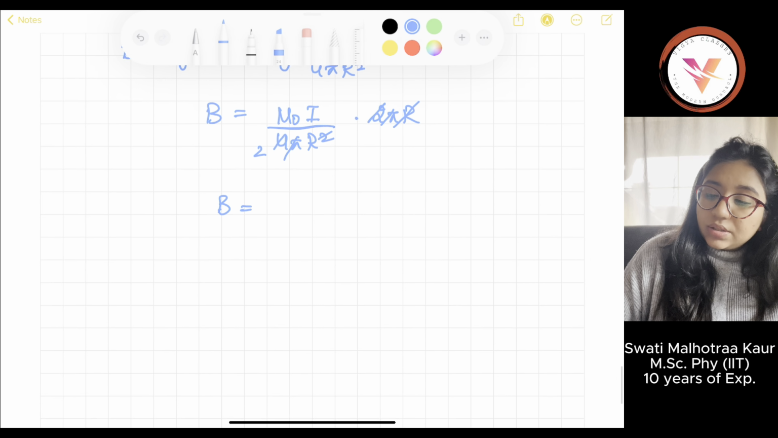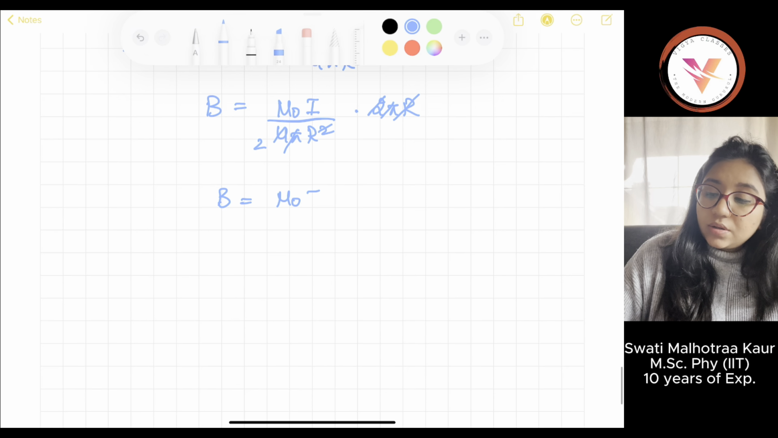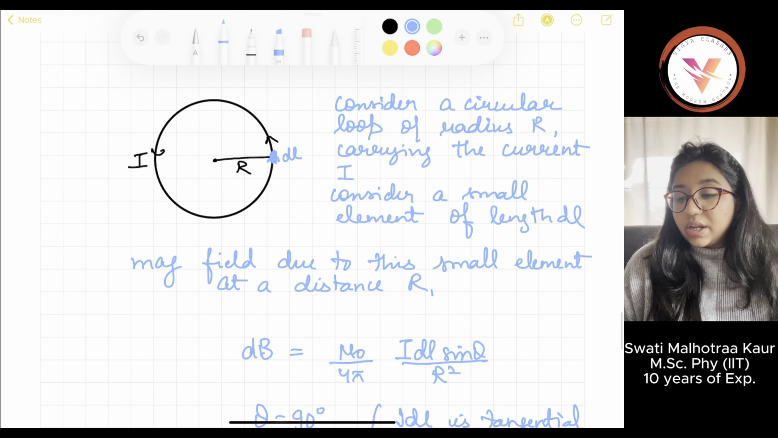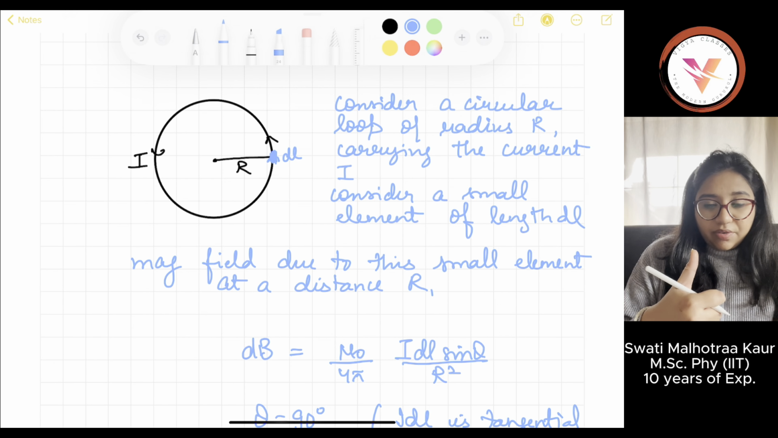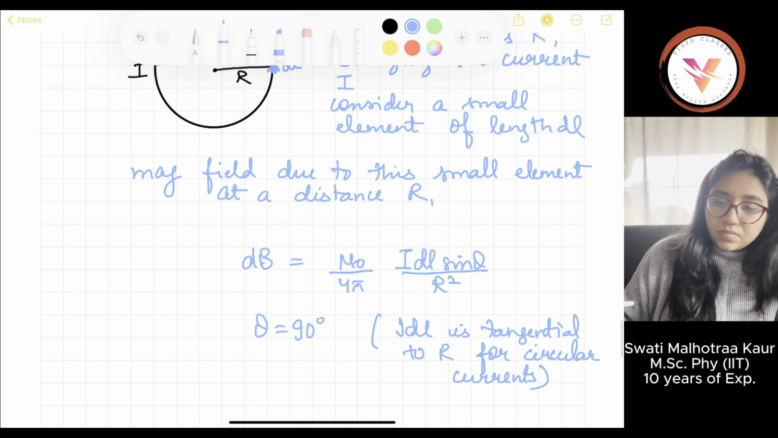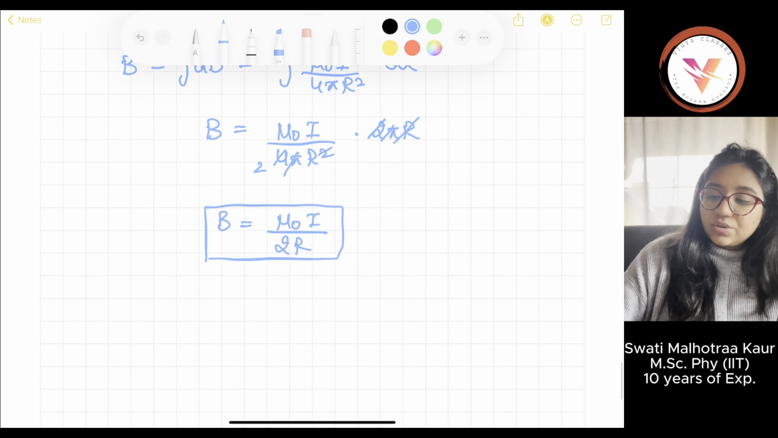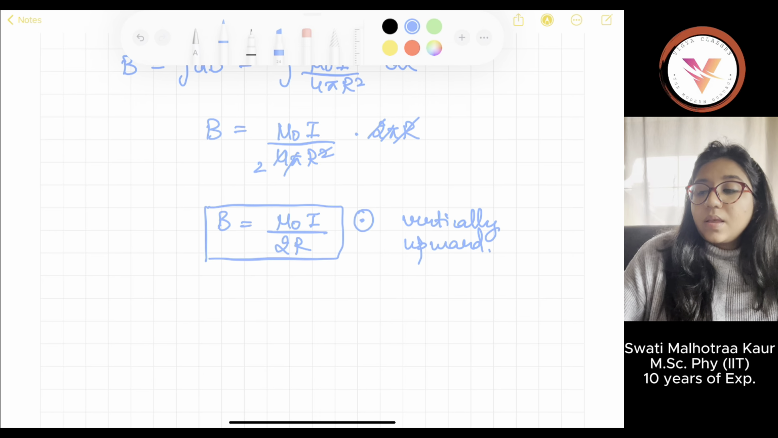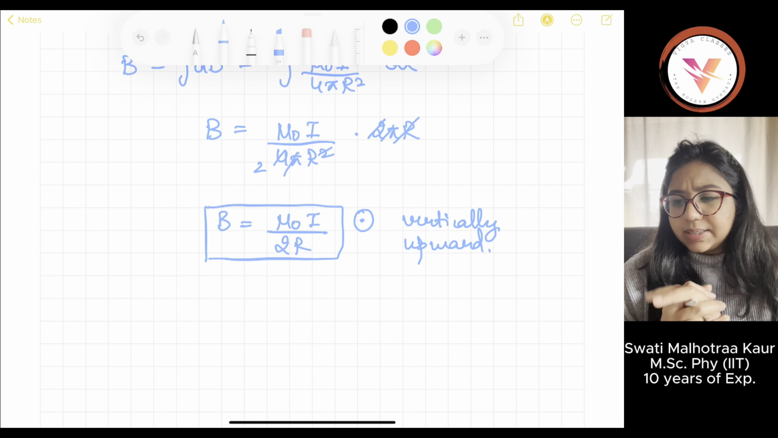The only thing left is mu naught I over 2R. And if you need to find the direction, then if the current is moving anti-clockwise, the magnetic field is upward. If it is clockwise, it would be downward. So here the magnetic field is upward, or you can say vertical. Okay, so it's very simple.